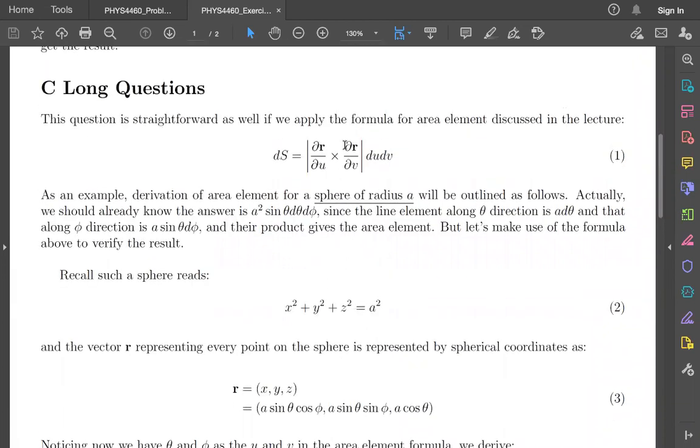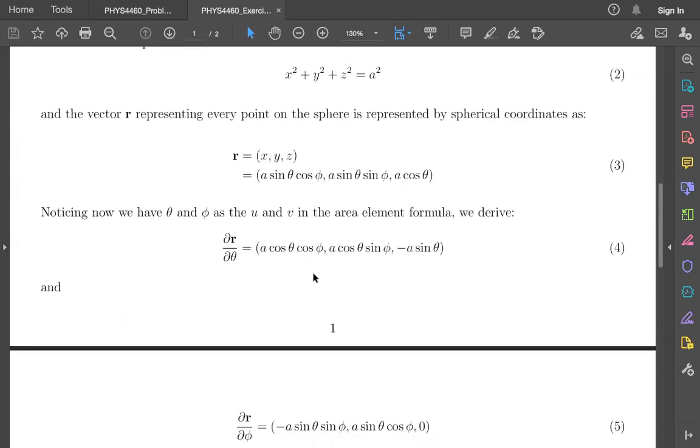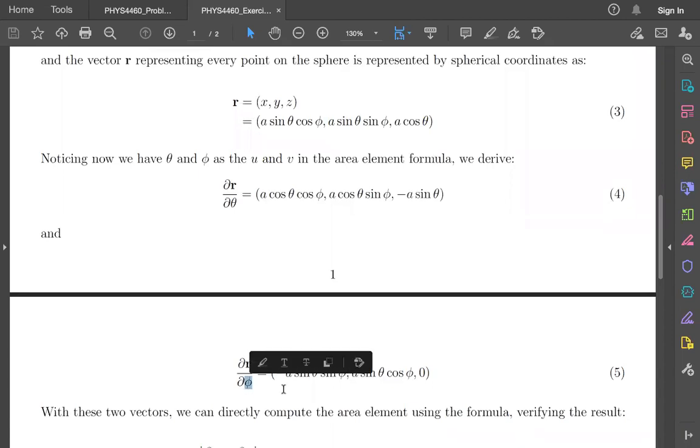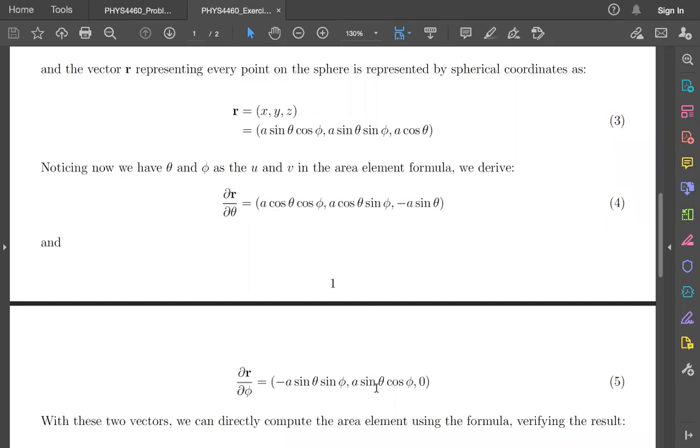And then another thing is partial r by partial phi, right? We replace theta with u and phi with v, okay? And then it should be very straightforward, right? We just differentiate this whole vector r here with respect to theta and with respect to phi. So you should be able to derive them, and these are the results. Note that these two things are vectors, because r here is a vector. You differentiate each of the components, you get a vector, right?